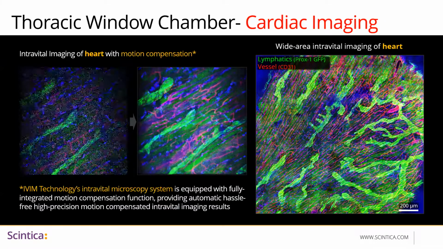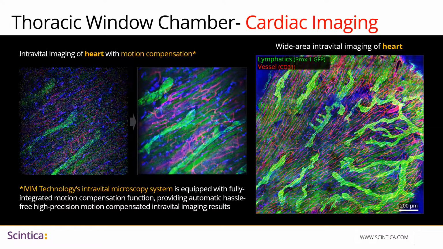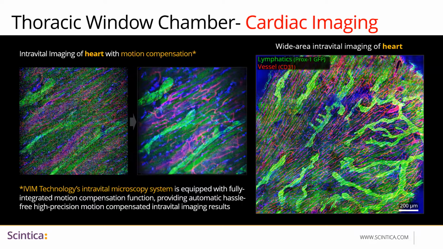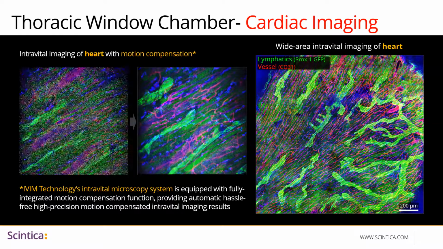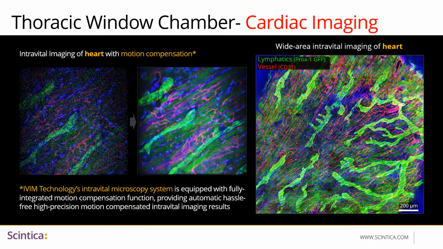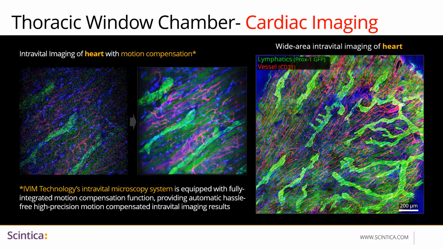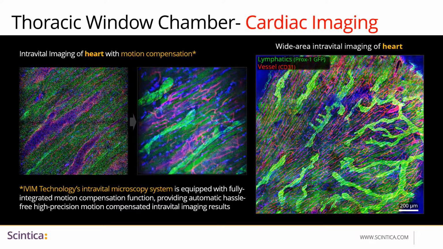And now this is an imaging of cardiac tissue, another model that we can use the thoracic window chamber to look at. You see how dynamic this tissue is, moving. This is the live scanning, in which you see the beating heart here. And with the motion compensation function, we can get a clear, non-blurred image of this tissue. So you will see here the lymphatic vessels that are labeled in GFP, and there are blood vessels that are labeled in red, and they are just different in sizes, so you will clearly see the capillaries versus lymphatic vessels in the heart.